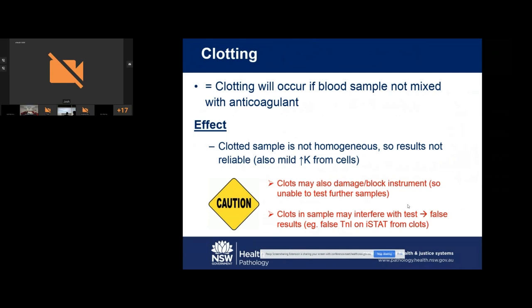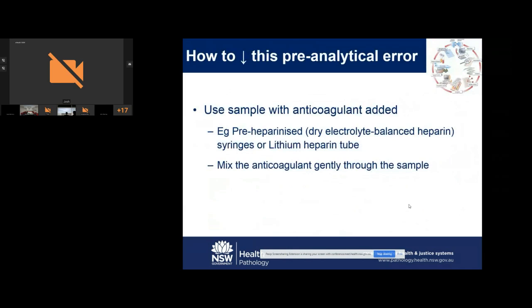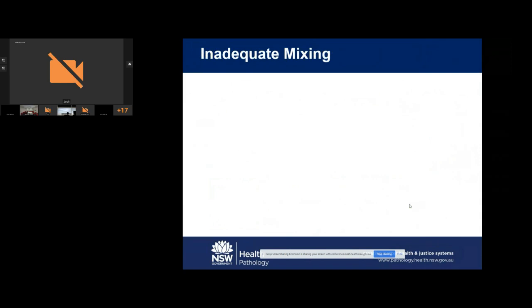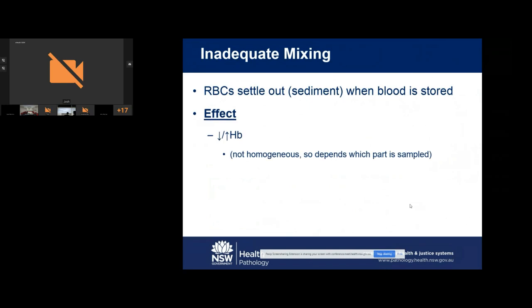How can we prevent this error? So ensure we're using a sample with anticoagulant added, such as pre-heparinized syringes or lithium heparin tube, and mix the anticoagulant through the sample. So inadequate mixing, so red blood cells will settle out when the blood is stored.